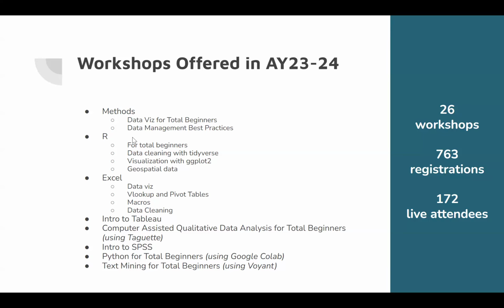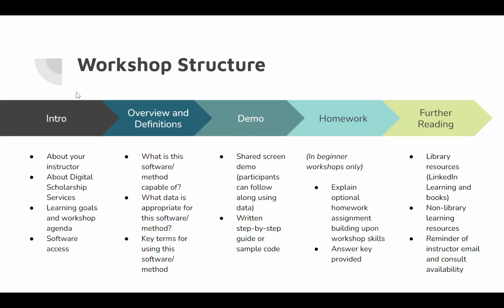So you can see the sampling of offerings, as well as some quick stats on the scale of how many workshops. Some of these were offered multiple times, which is why there's not 26 listed, but 26 workshops over the academic year with 763 registrations and 172 people attending live, which I'll get into a little bit later about those numbers. So what the structure of these workshops covers.